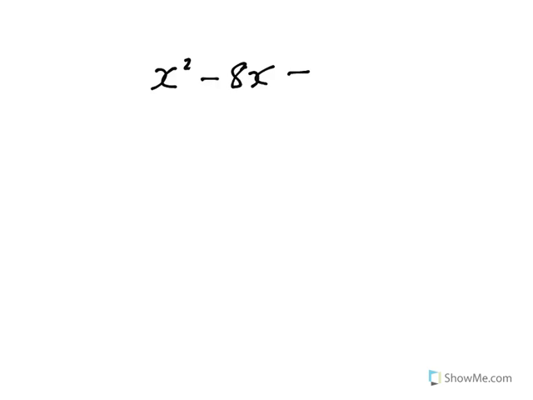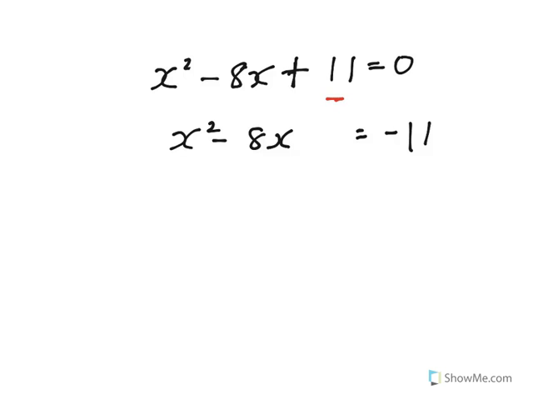Say we have an equation like x squared minus 8x plus 11, for example. The next thing we realize is that we can't factorize this equation because 11 itself is a prime number. There's only one 11. So what we do is we shift 11 to the right hand side, and we have negative 11.